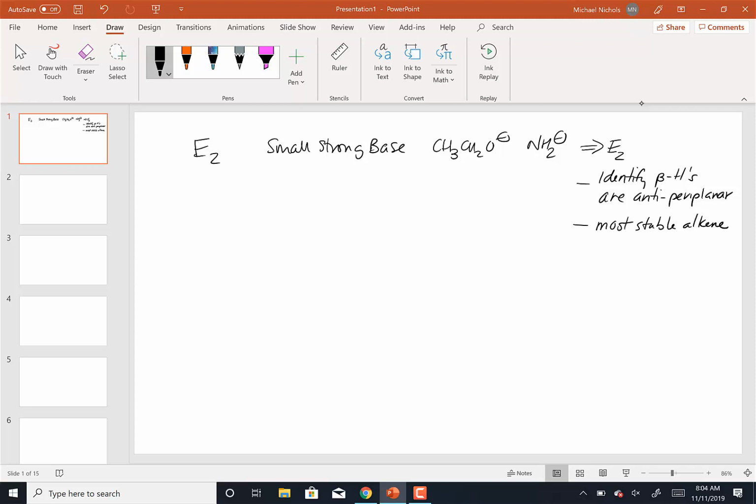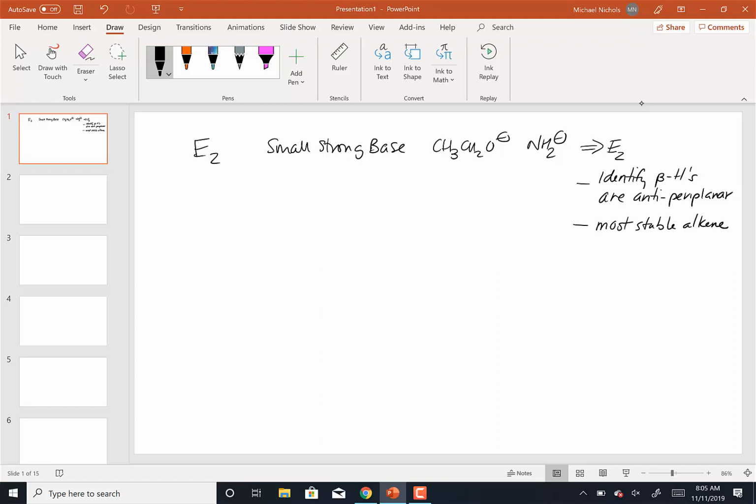So the difference between E2 with a small base and E1 is that E1, any beta hydrogen you will lose. E2, it's only the hydrogens that are anti-periplanar. And where that comes into play is with rings, because sometimes I can make a ring that the beta hydrogen cannot be removed. Okay.